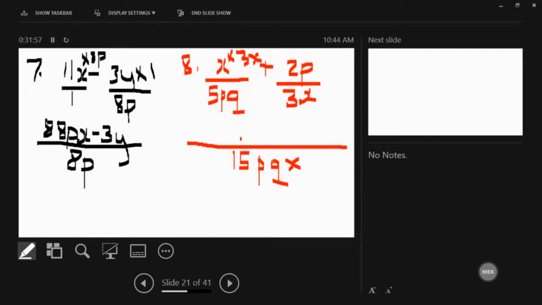So let's do that again. The 5 into 15 goes 3. The pq cancels that pq, so we're left with x. So x times 3x, that's going to give us 3x squared. And the 3x into 15pqx, 3 into 15 goes 5. The x cancels the x, so we're left with pq. So we're multiplying 5pq. So 2p times 5pq, that's going to give 10p squared q, because p times p would give the p squared, and then we have the q.